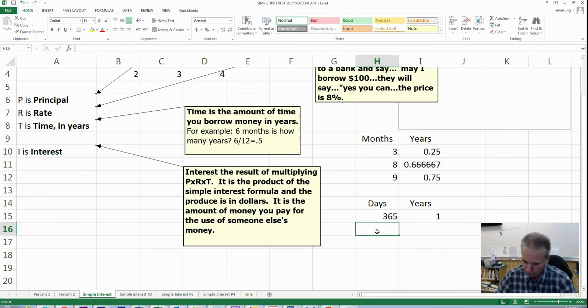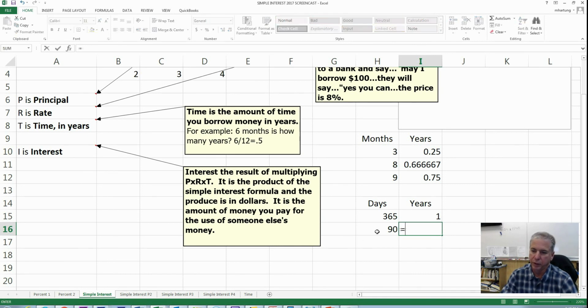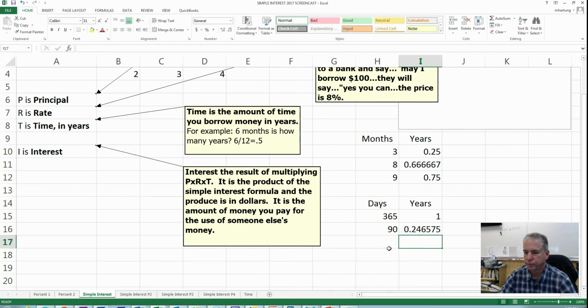So, 90 days is how many years? What do you think we're going to do here? Think about the number of days. It's going to be a fraction of a year. 90 days is going to be less than a year. Equal sign, 90 divided by 365. 0.246575 years is 90 days.